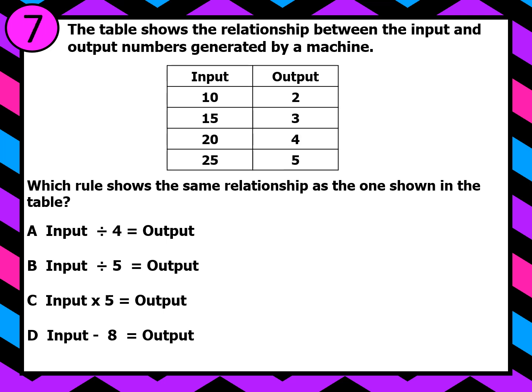Number 7. The table shows the relationship between the input and output numbers generated by a machine. Which rule shows the same relationship as the one shown in the table? You have 30 seconds to answer this question. Go!